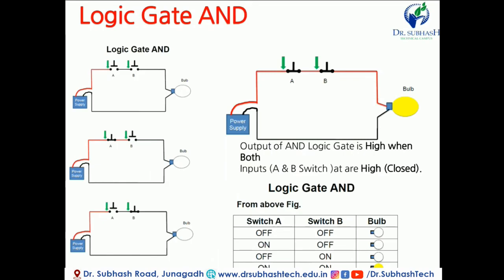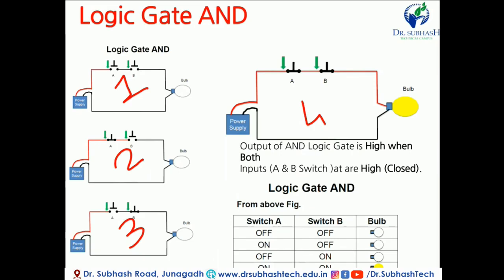Now we can see the different circuitry here, circuit number 1, 2, 3 and 4. In all circuits there is a power supply and one bulb. Whenever the bulb is on, the logic level is high. When the bulb is off, the logic level is 0. Now let's check the different switch positions and the levels.